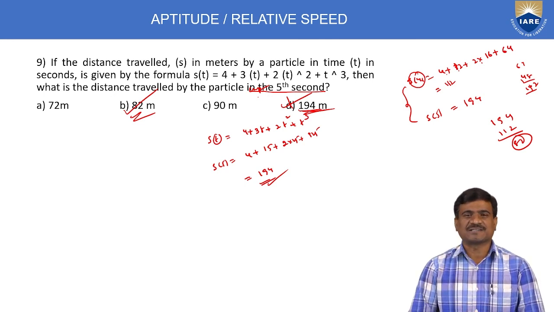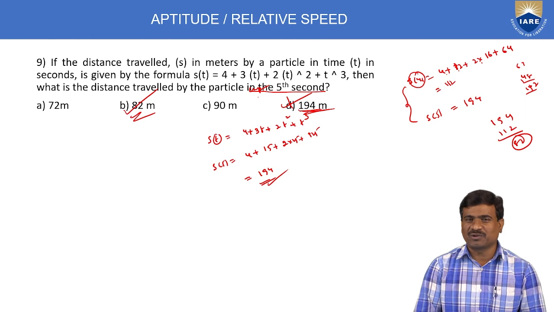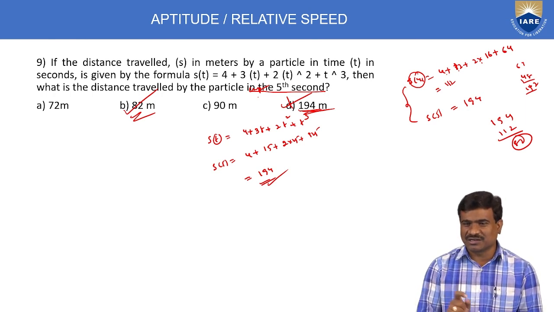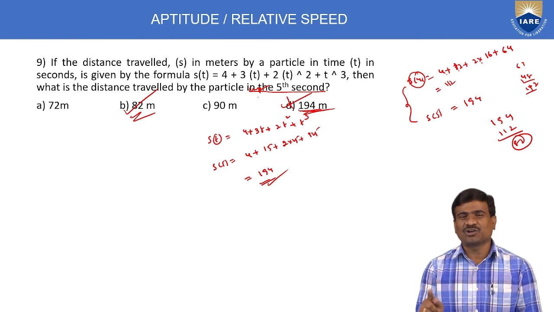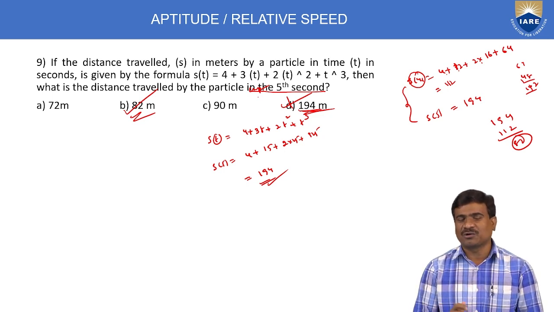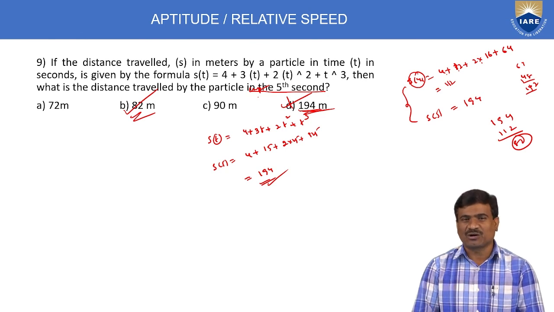Next, notations. When a train crosses a single object, D is equal to the length of the train. When a train crosses a stationary object, D is equal to the length of the train plus the length of the tunnel or platform or another train. Next, conversion: meter per second or kilometer per hour, and time should also be converted into seconds or minutes. These are all important to the relative speed concept.